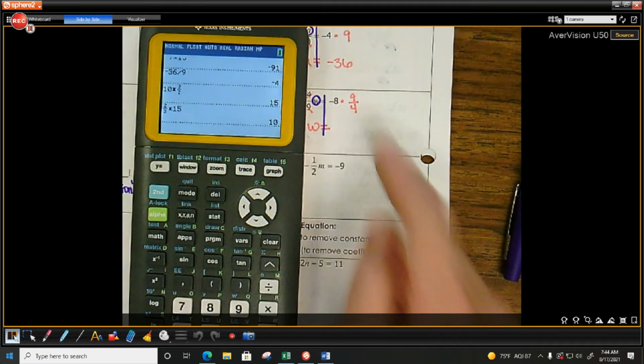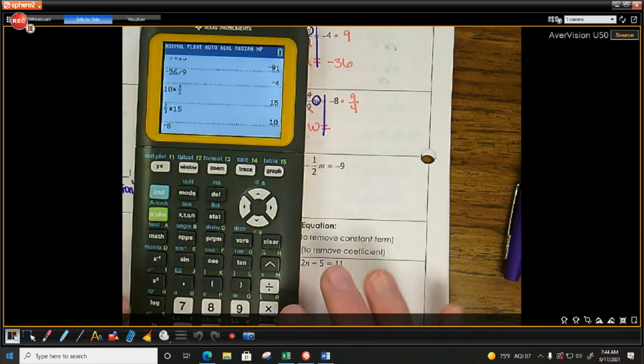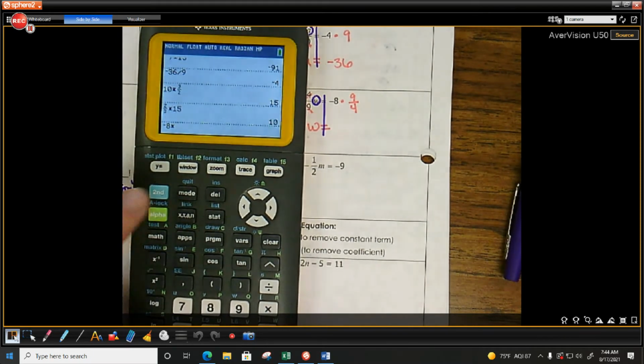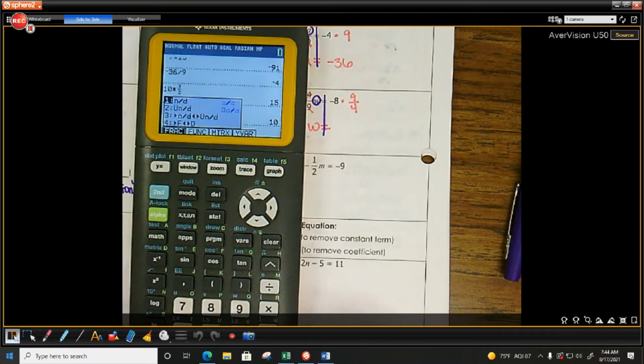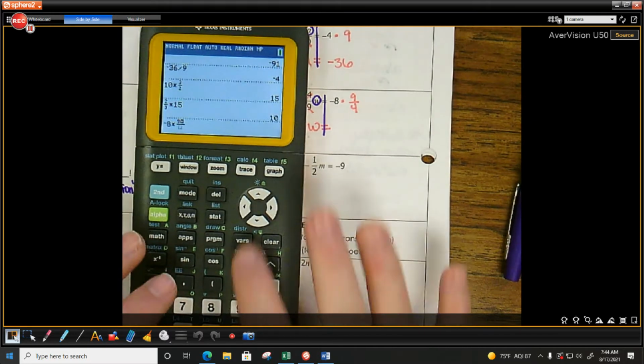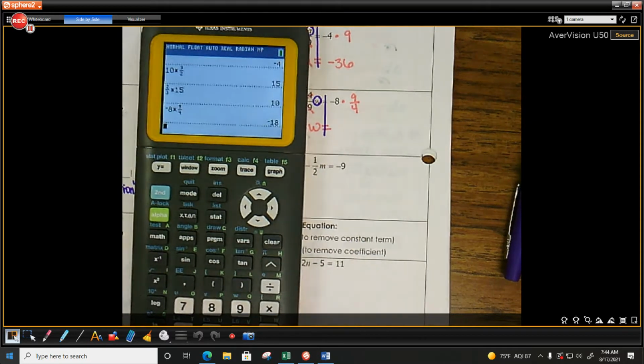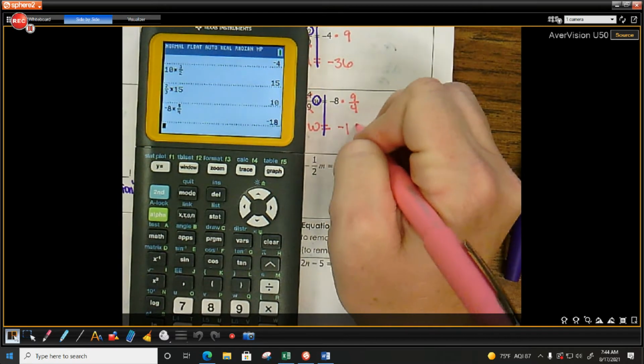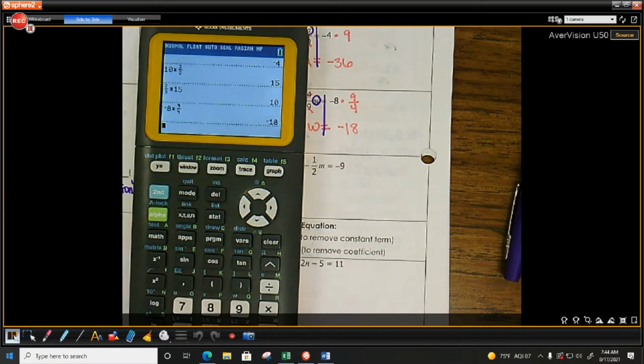The 9s cancel, the 4s cancel, so we get W equals, let's type this in, -8 times, how do we do the fraction? Alpha y equals enter, 9/4, and we get -18. Good?